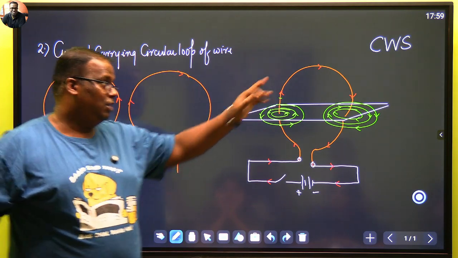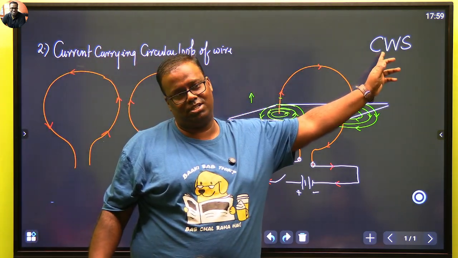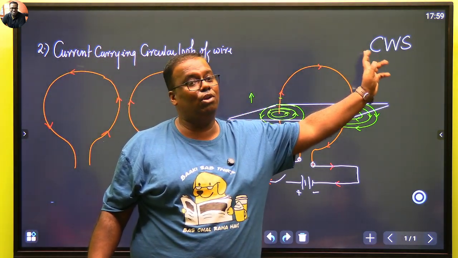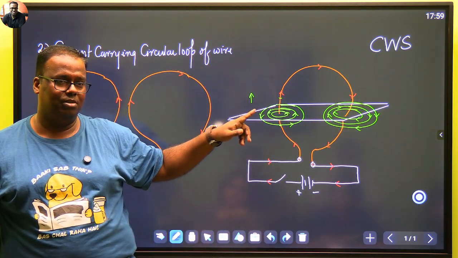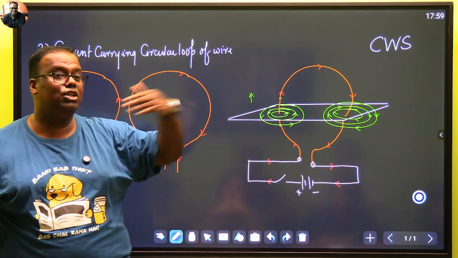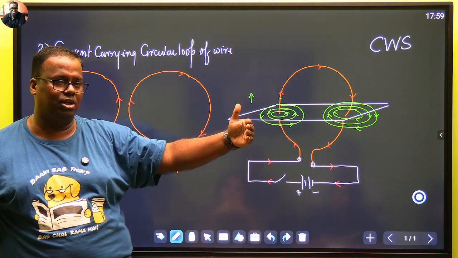Again, remember the abbreviation CWS. CWS stands for clockwise south, from the direction that you are watching. From the direction that you are watching, that I am watching, right?